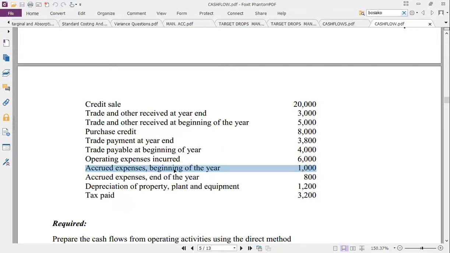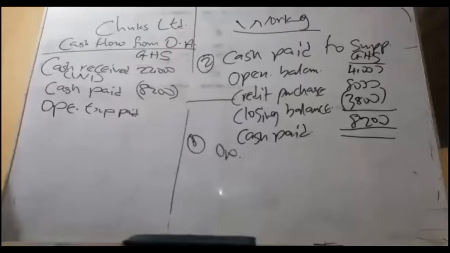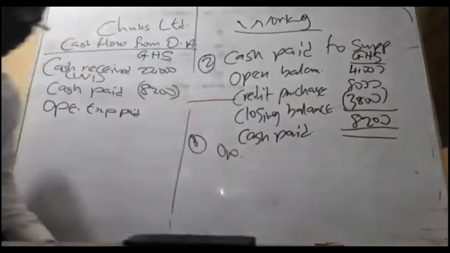So accrued expense at the end of the year and then at the beginning of the year. At the beginning is 1,000. At the end is 800. And then the expenses incurred is the 6,000. Just that for this 6,000, we have to less the depreciation from it before we get the expenses paid. So the opening balance is 1,000, closing balance is 800.